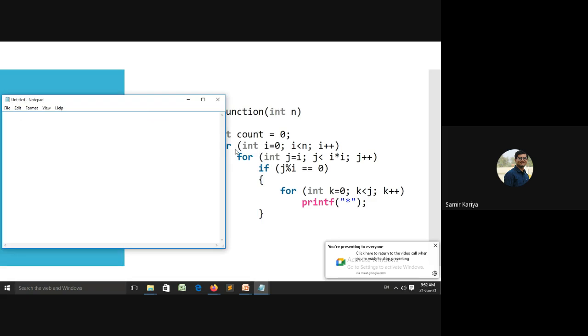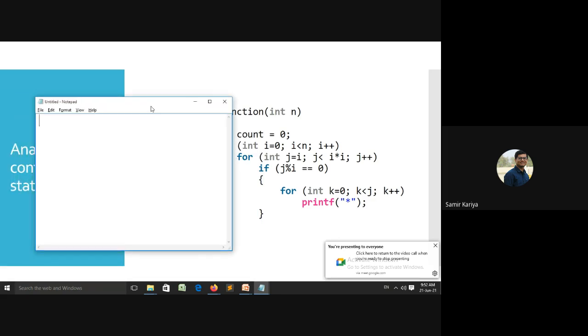Okay, so let's take one by one. The outer for loop will execute n times: i is equal to 0 and i less than n. Okay, inner for loop, j. j starts from 0. j less than or equal to 0, no. But when i plus plus, i is equal to 1, j is equal to 1, 1 less than 1, no. i is equal to 2, so j is equal to 2 and 2 less than 4. So directly double, or you can say the square.